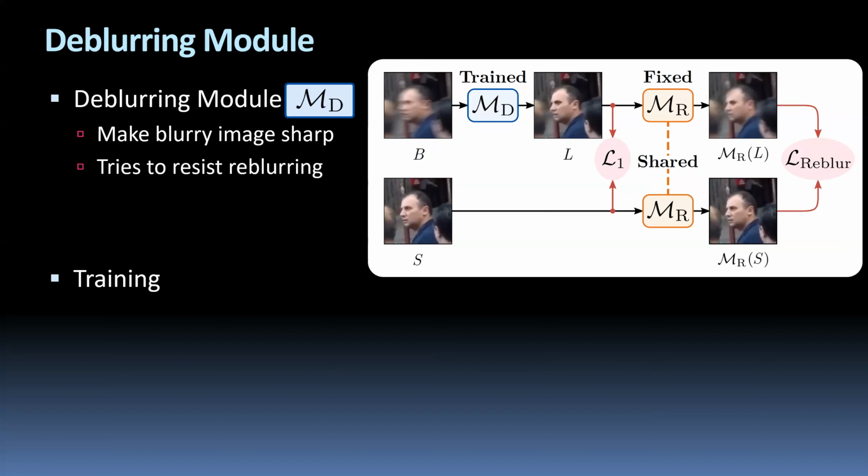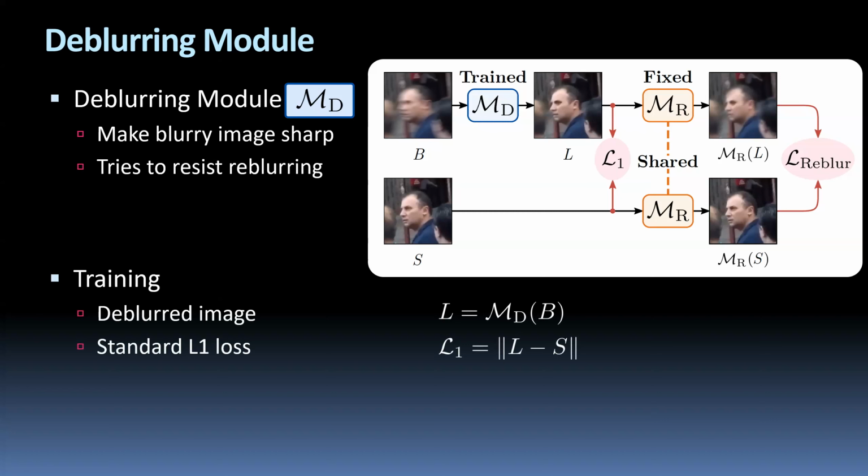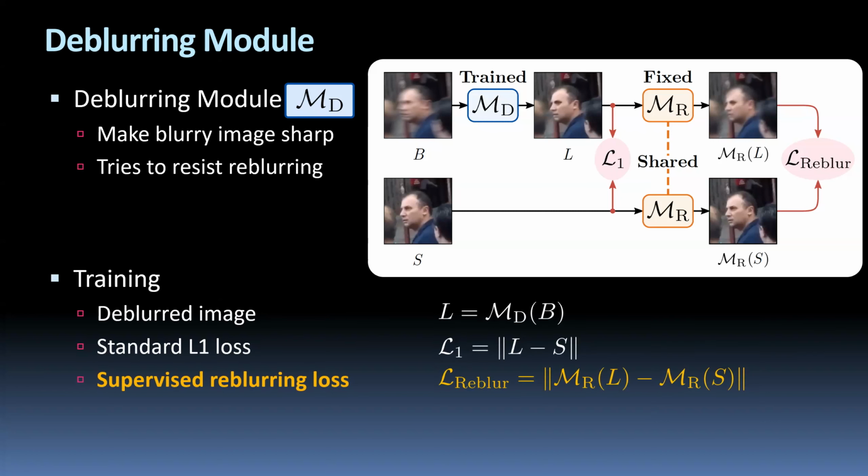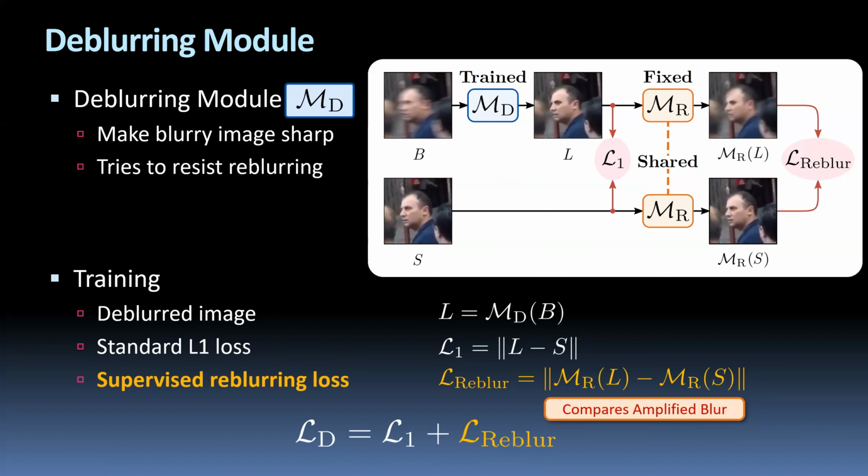Jointly, we train the deblurring model with the standard L1 loss and the supervised reblurring loss. We use the reblurring model to amplify noticeable blur in the images. This lets us focus more on the blurriness of images. Thus, using the reblurring loss in addition to the L1 loss can better penalize blurriness.